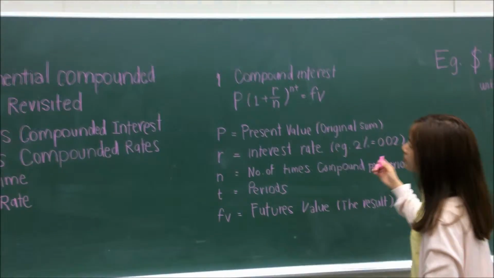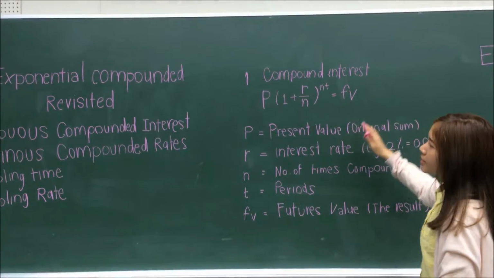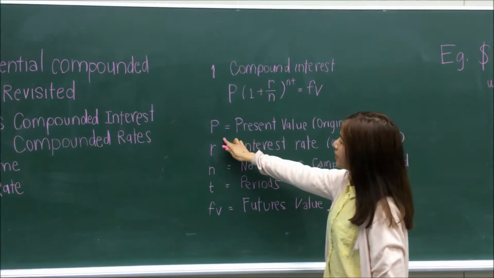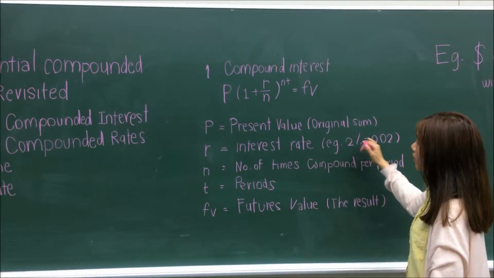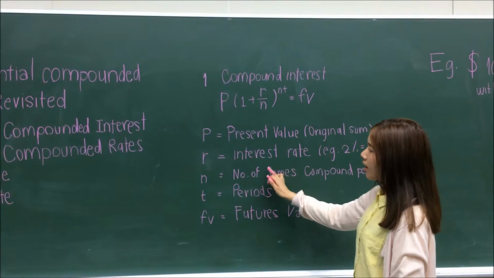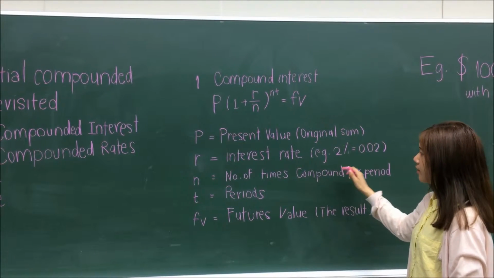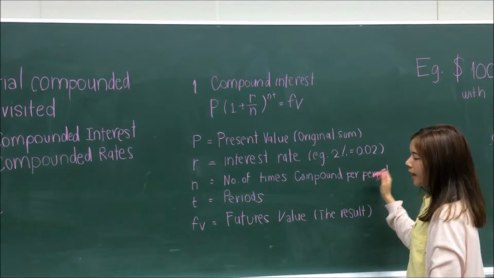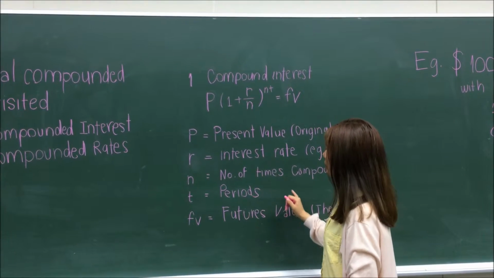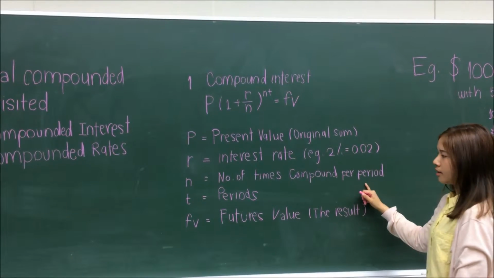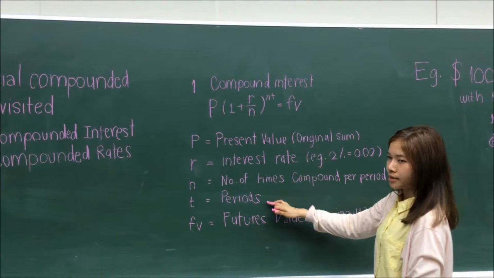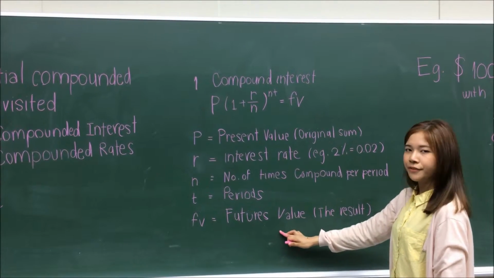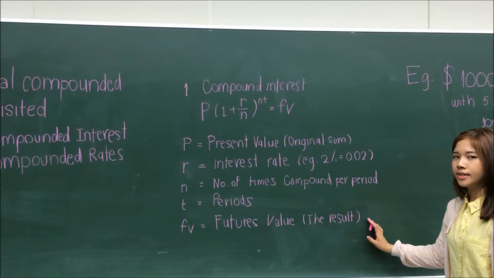Let's start from compound interest. This is the formula which applies for compound interest. P is the present value or original sum. R is the interest rate, for example, 2% equals 0.02. N is the number of times compounded per period. T is the period of time, and FV is the future value or the result.